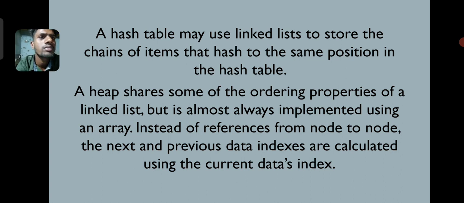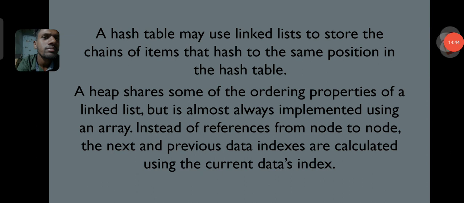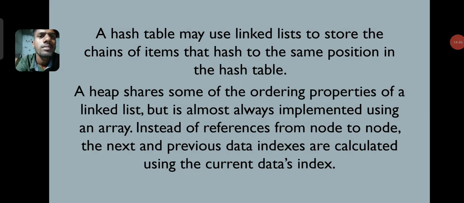A hash table may use linked lists to store the chains of items that hash to the same position in the hash table. A heap shares some of the ordering properties of a linked list, but is almost always implemented using an array instead of references from node to node. The next and previous data indexes are calculated using the current data's index.